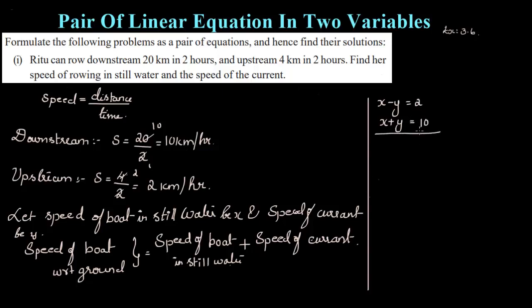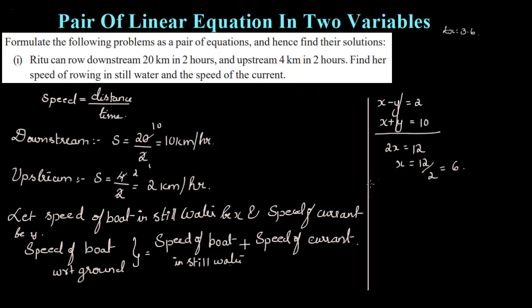You can observe here both the variables are having the same coefficient, so you can cancel any one of these, but without changing the sign I may cancel the y variable. So I'll just cancel it out here like this, and x plus x is 2x is equals to, here you can observe 10 and here 2, so it will be 12. So x will be equals to 12 by 2, which is equals to 6. So you got the speed of what did you assume x? X is nothing but speed of boat in still water.